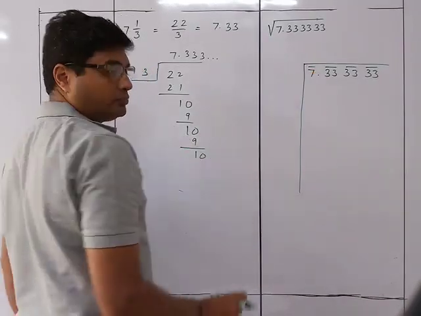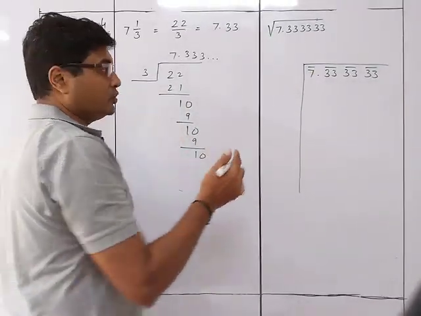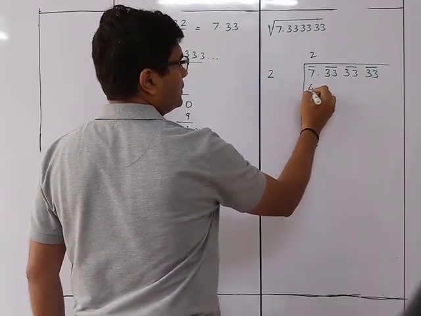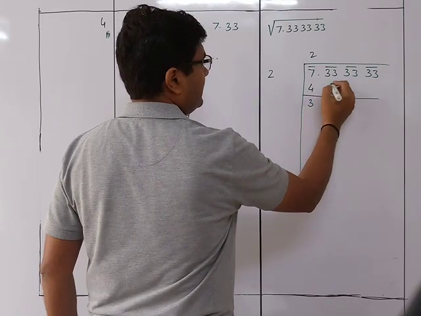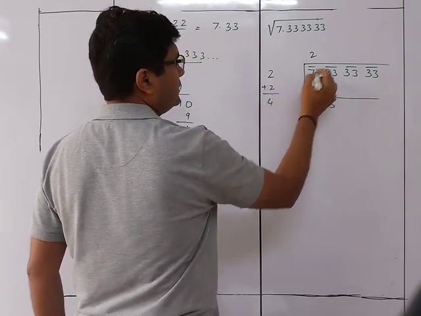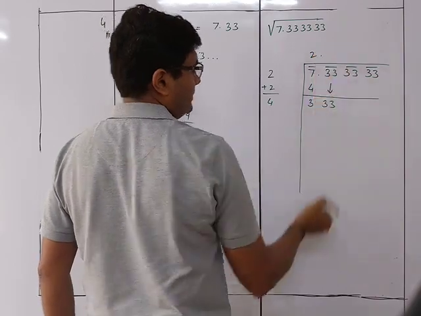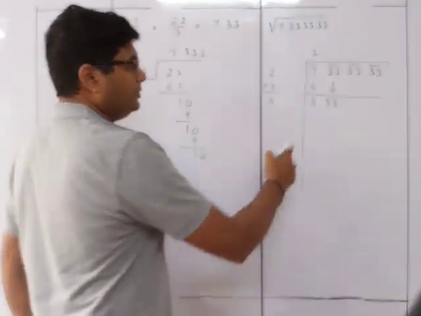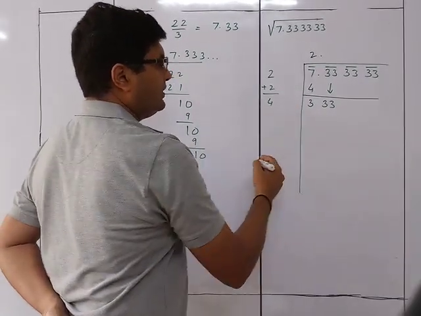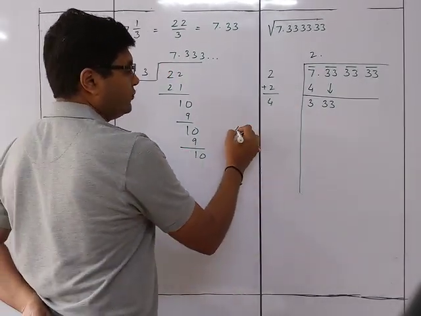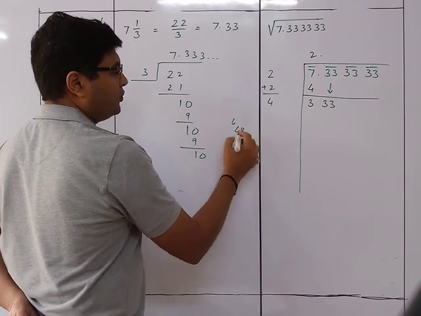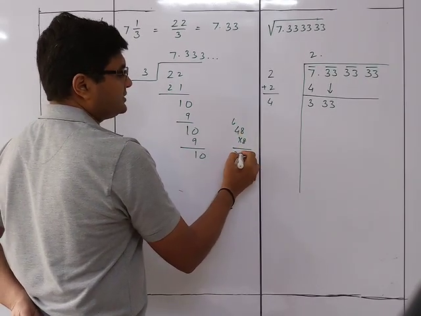Okay, now 7. So we know 3 3s are 9, so it will be 2. So 2, 2, so 4, and then it will be 3. It will be 333 plus 2, giving me 4 here. So it will be 2 point. Now 33 and 4. So obviously it will be 8s. So 48 into 8. 8 8s are 64, and 4, 22 plus 6 is 38.